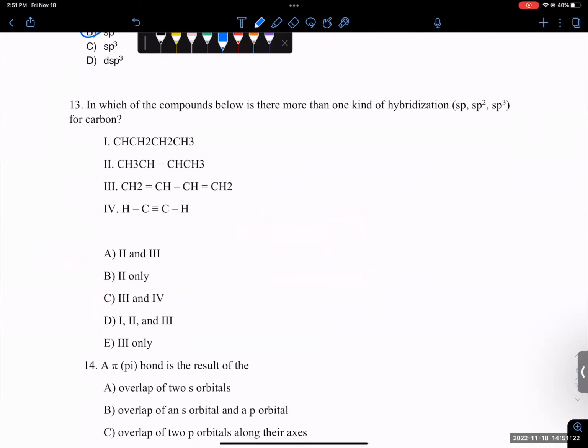Another hybridization question. In which of the compounds below is there more than one kind of hybridization? So that's basically saying, in which of these will the hybridization not be the same? So here are your options: CH3, CH2, CH2, CH3; CH3, CH double bond CH, CH3; CH2, CH, CH; and H, C triple bond C, H. I'll give you a couple minutes. By a couple, I mean like two.